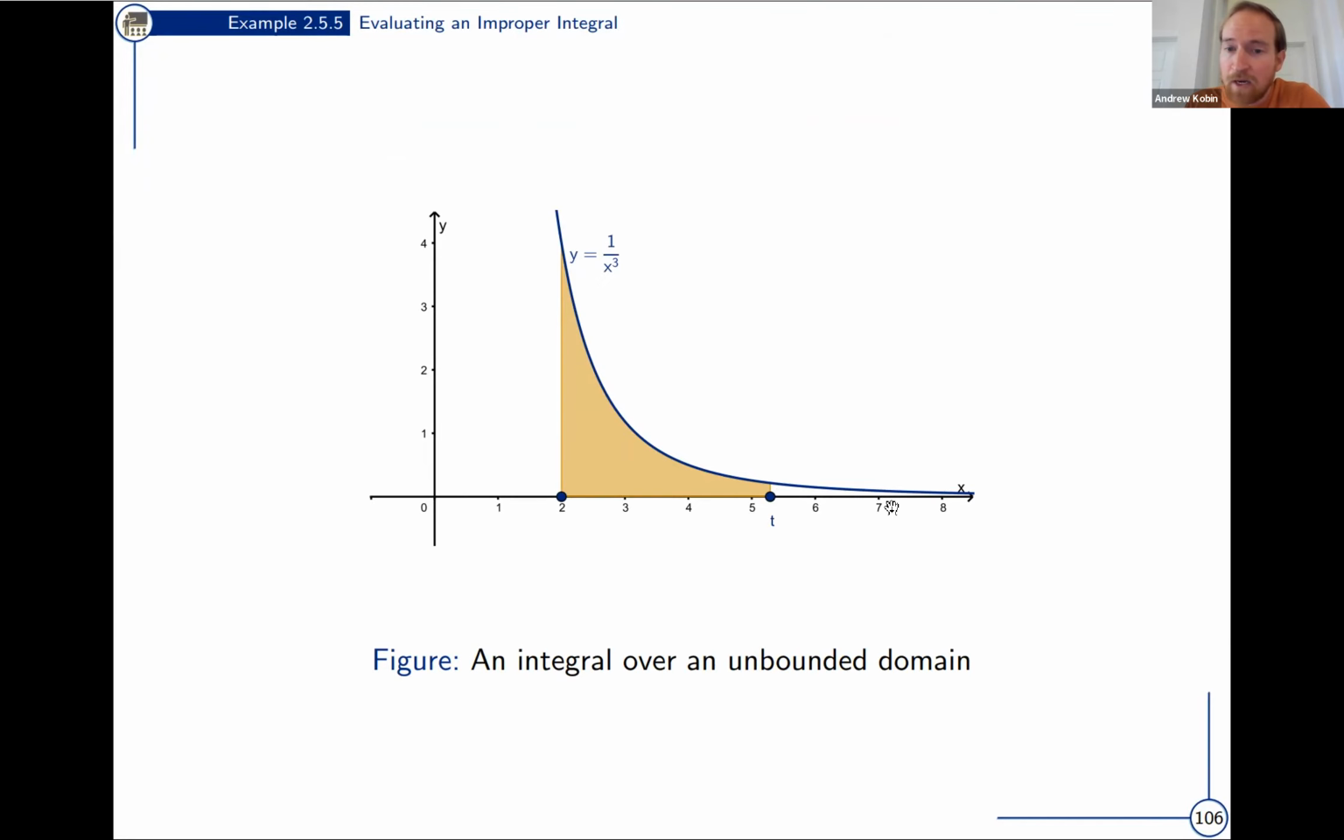And as you slide t to the right, it'll keep picking up a little bit of area, but the additional area gets smaller and smaller. So the true value is approximated by taking large t values.